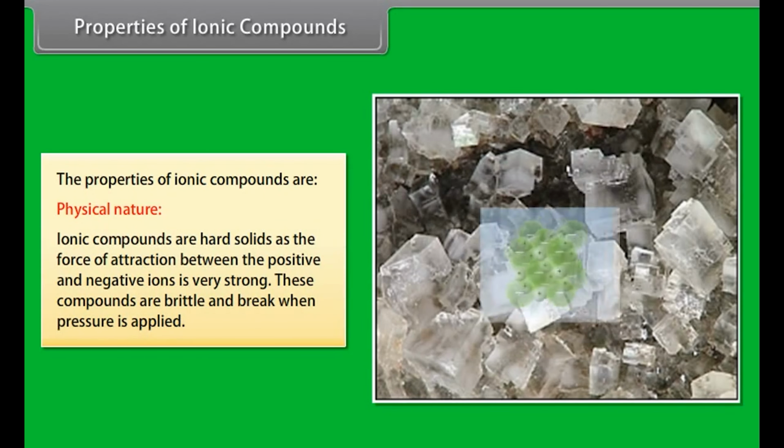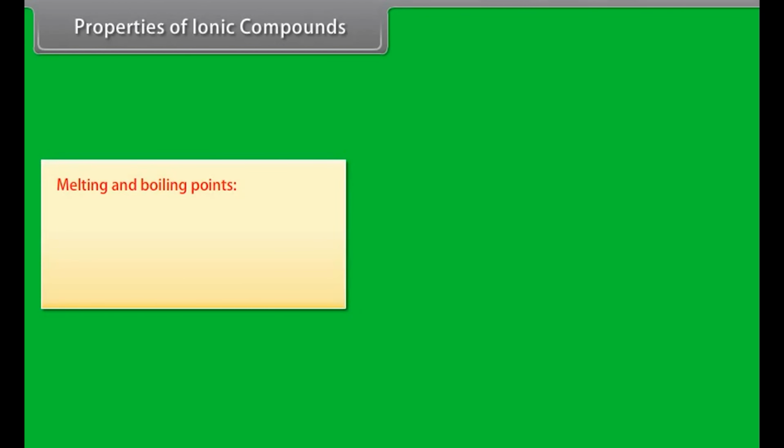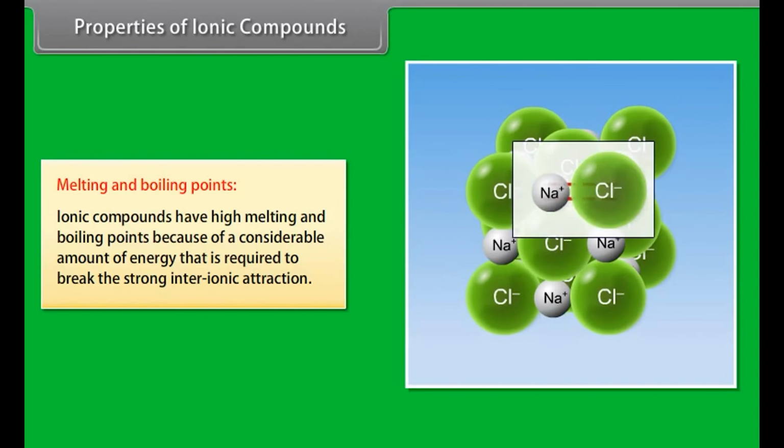Ionic compounds are hard solids as the force of attraction between the positive and negative ions is very strong. These compounds are brittle and break when pressure is applied. Melting and boiling points: ionic compounds have high melting and boiling points because a considerable amount of energy is required to break the strong inter-ionic attraction.